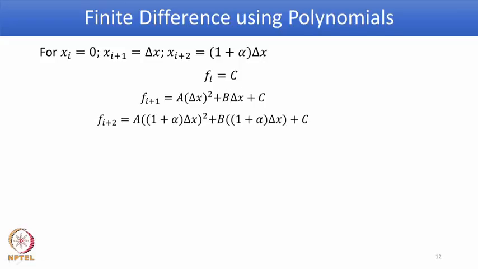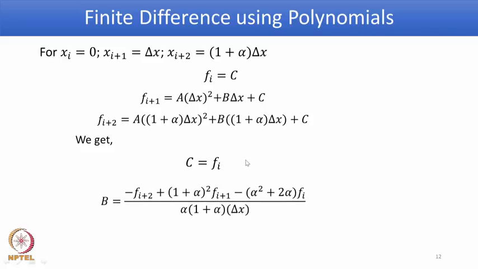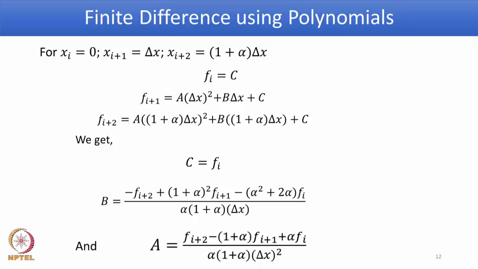Now, if you substitute in the function, then we get an expression like this, and we already noticed that c is related to f of I itself, and f of I plus 1 and f of I plus 2 are also expressed like this. We are interested in finding the coefficient values of a and b, and c is substituted as f of I. Now, between these two equations we can solve and get a and b, and you get the expression for b as shown here and the expression for a as shown here.